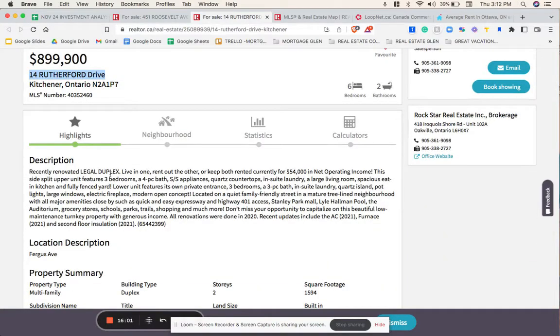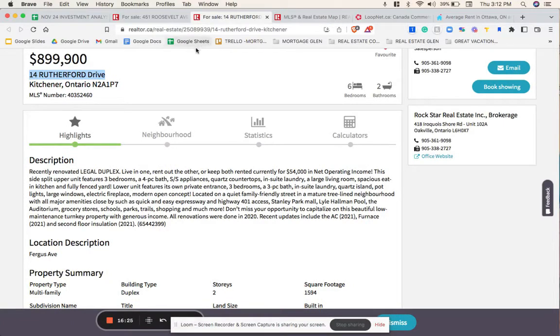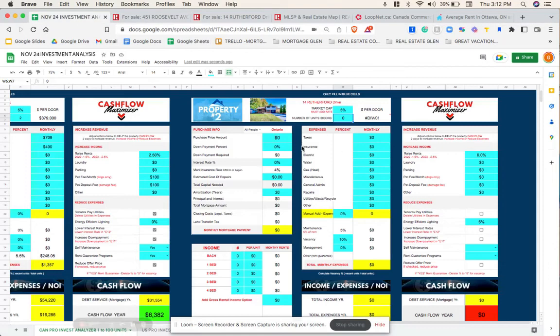Recently, legal duplex. Okay, lives in one, rent out the other. Both are currently rented for $554,000 in net operating income, which I seriously doubt. This side split upper unit features 3 bedrooms, and the lower unit features its own private 3 bedrooms. So 2 3-bedrooms. So it's a legal duplex, which is great. We'll come over here. It's 2 units, right?